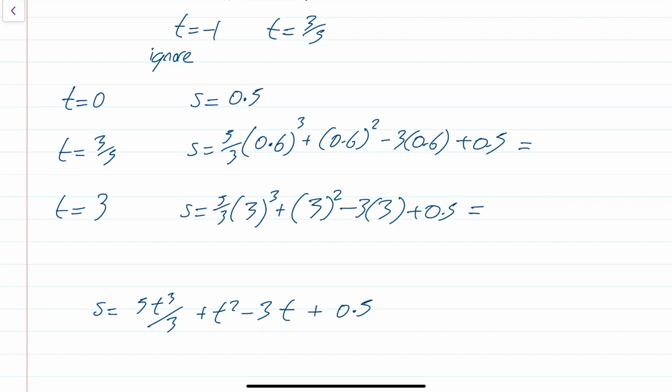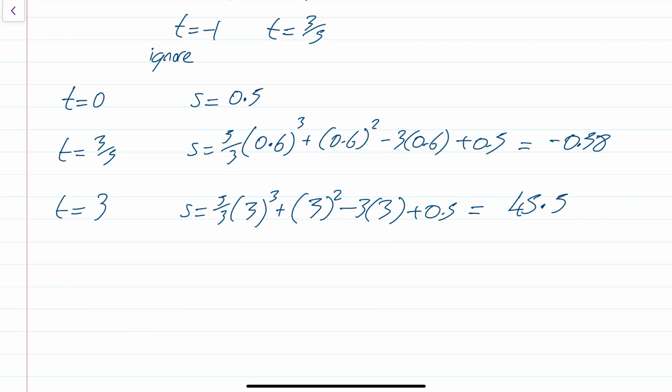So what was the first one? 5 over 3 and then brackets, 0.6 cubed, plus brackets 0.6 squared, and minus 3 brackets 0.6, and then plus 0.5. And when I did that, I got, as a decimal, minus 0.58. Then when I change all the 0.6s inside the brackets to 3s, and I've done that now, what I got was 45.5.